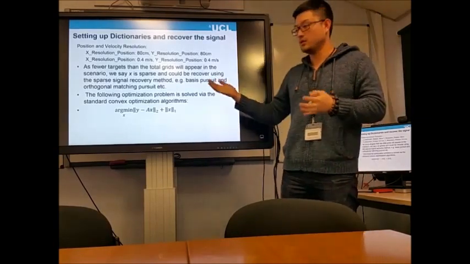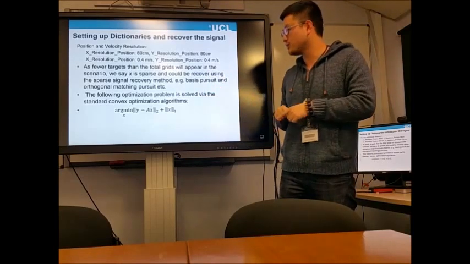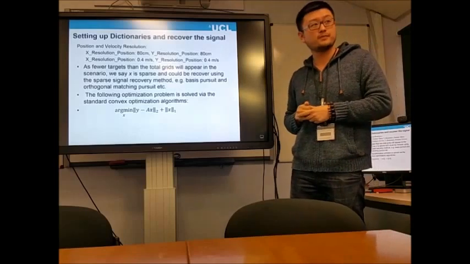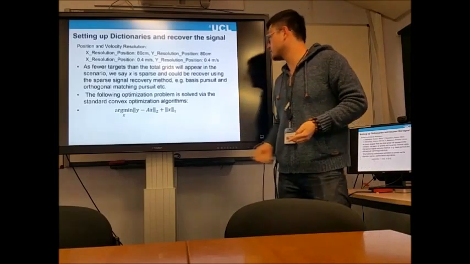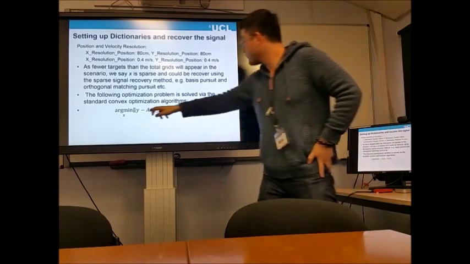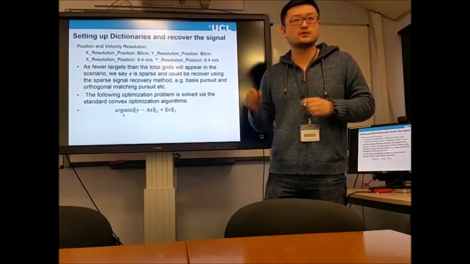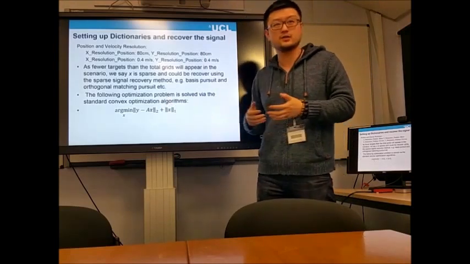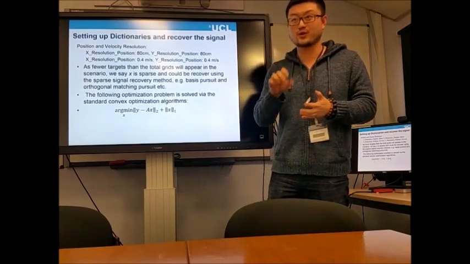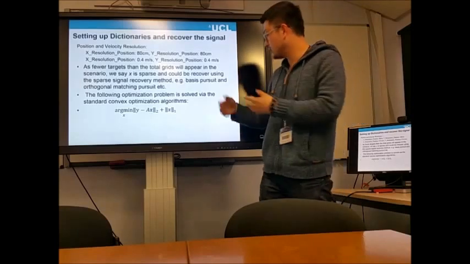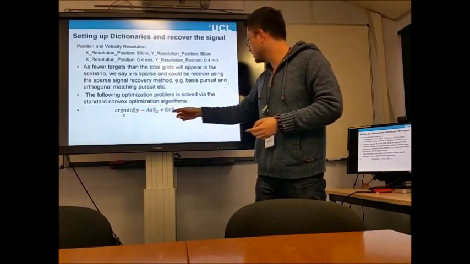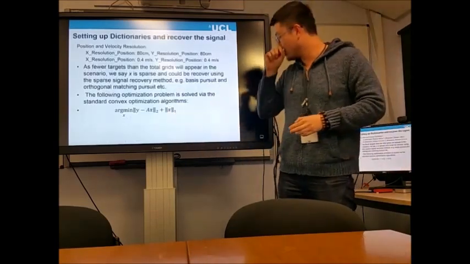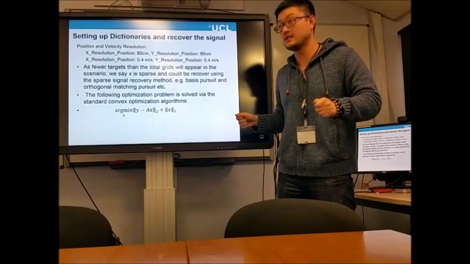So we put this original problem into a sparse signal recovery problem, which can be solved by convex optimization algorithms. Here, Y is the signals we collected, A is the dictionary, and X shows, for example, which grid has the most power in the combination of this Y. And here the X 1 norm means we want this X to be as sparse as possible.